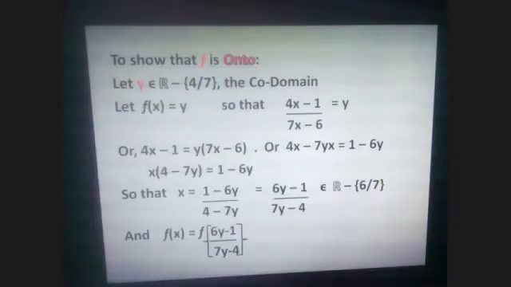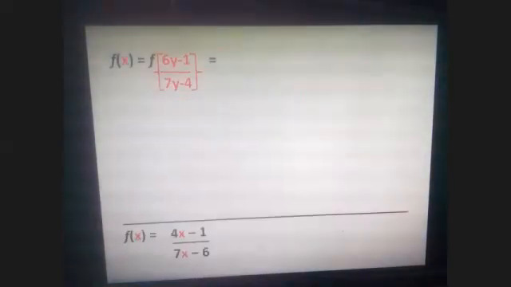And what is f(x)? More important, I have to show here f(x) equal to y. Even though I started with this, after a long step, I must show that f(x) equal to y. What is f of our x, (6y minus 1)/(7y minus 4)? Look very carefully. I want f(x). You know, f(x) is (4x minus 1)/(7x minus 6). That is my f(x), but now I am changing x to some other number.